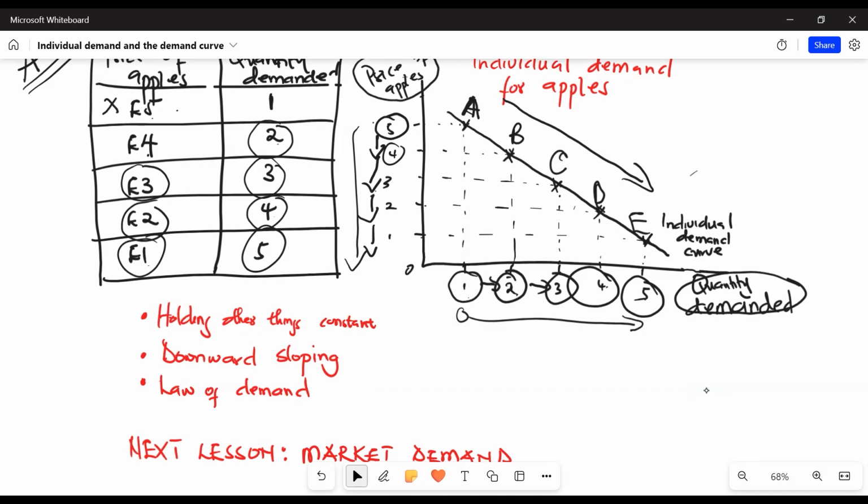So this is all that we have for our lesson on individual demand and the demand curve. Our next lesson will be on market demand.